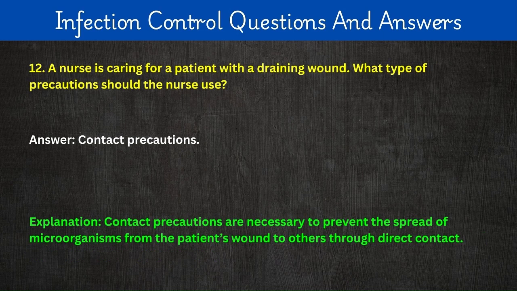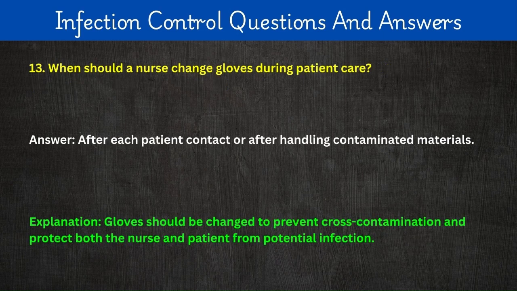12. A nurse is caring for a patient with a draining wound. What type of precautions should the nurse use? Answer: contact precautions. Explanation: contact precautions are necessary to prevent the spread of microorganisms from the patient's wound to others through direct contact.